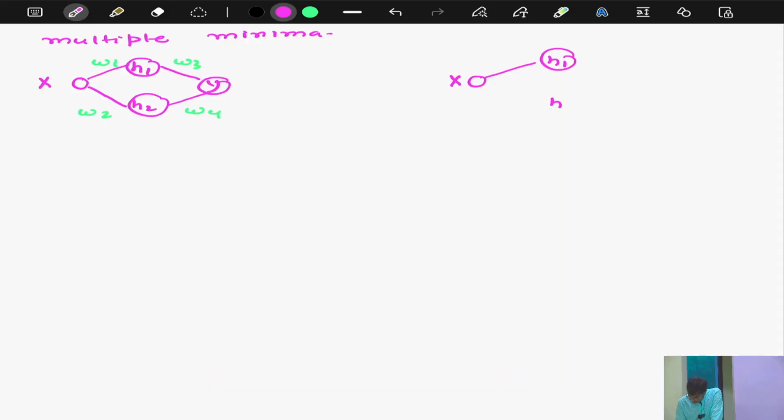H1, H2, Y. And let's now say my weights are W2, W1, W4, W3. Not the same sets of weights. I mean, the weight values are the same, but they are now associated with different hidden nodes. Will the output change? No, right?